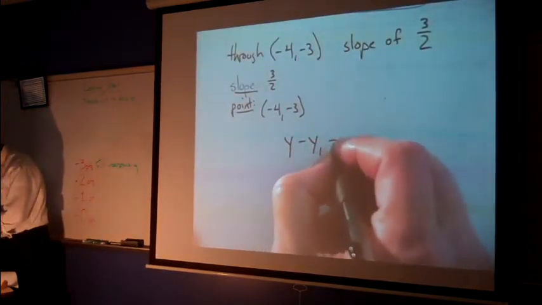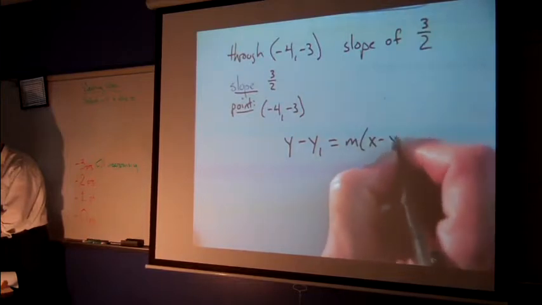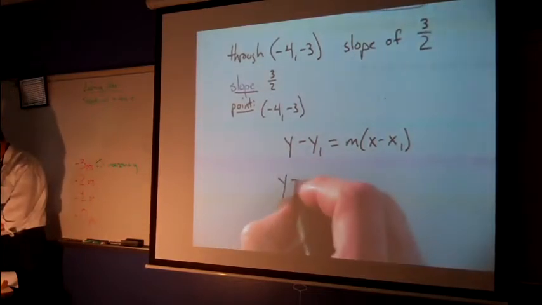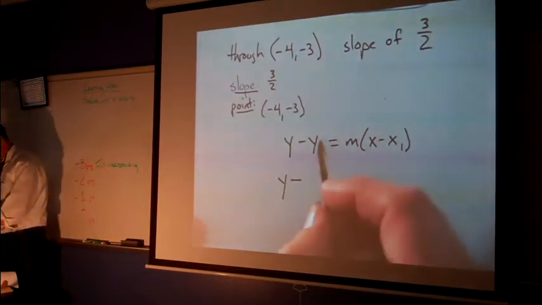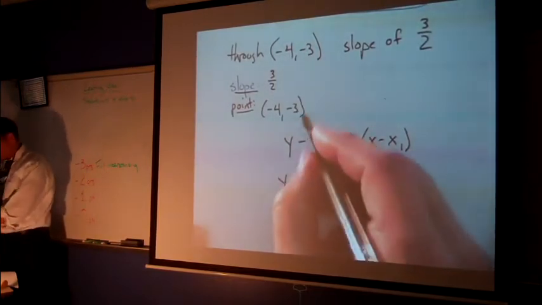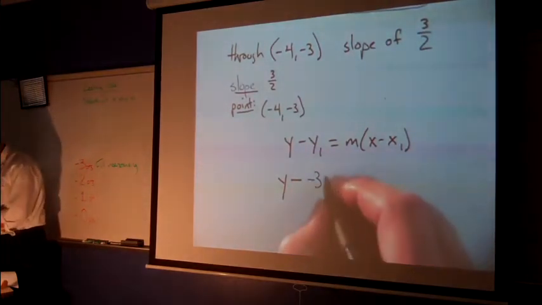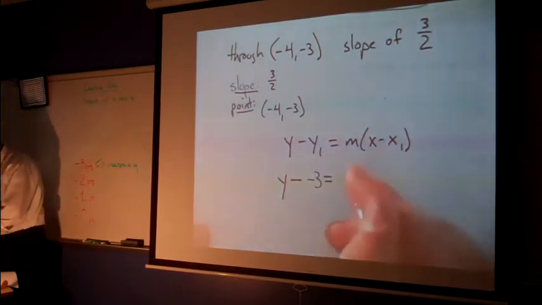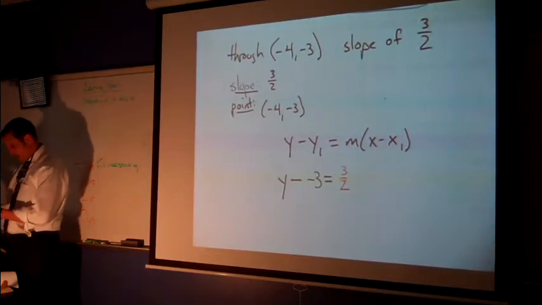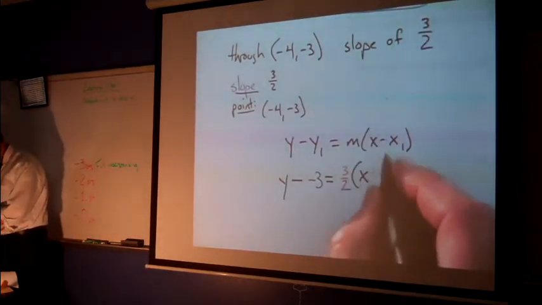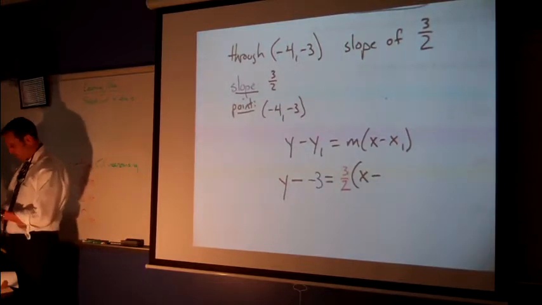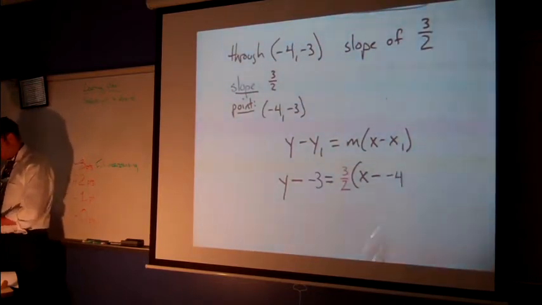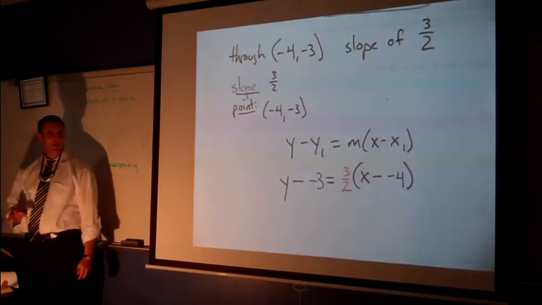y minus y1 equals m times x minus x1. Where the y stays y, the minus sign stays there. The y1 comes from the ordered pair. The y coordinate is negative 3. The equal sign stays there. The slope comes from what we were given, which is 3 over 2. The x stays x, the minus stays there, and the x1 comes from the x coordinate of the ordered pair. So we have plugged in all of the information that we need.